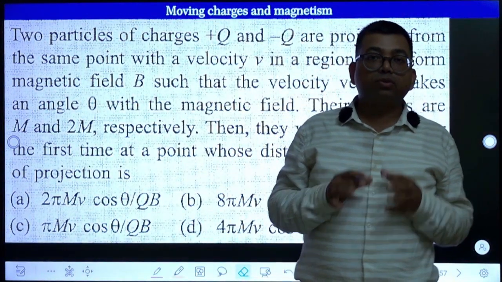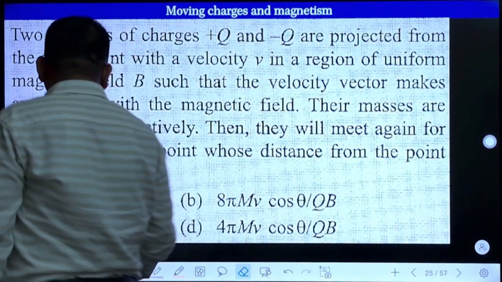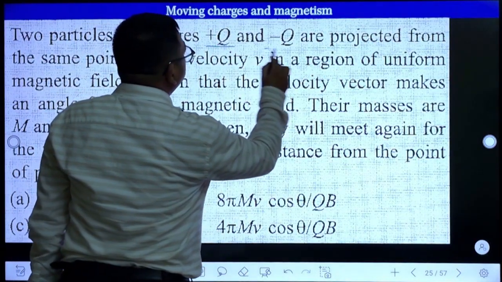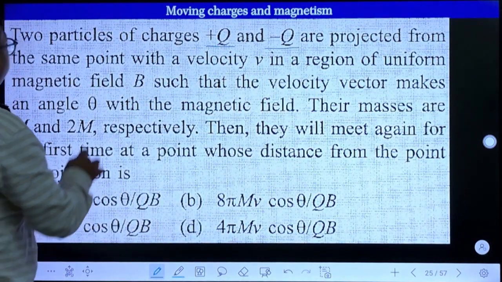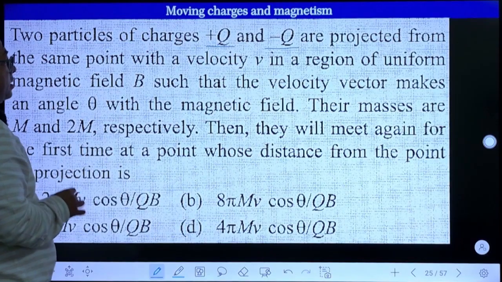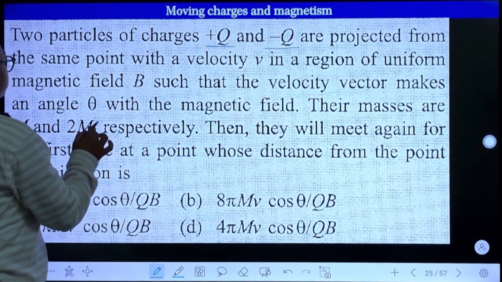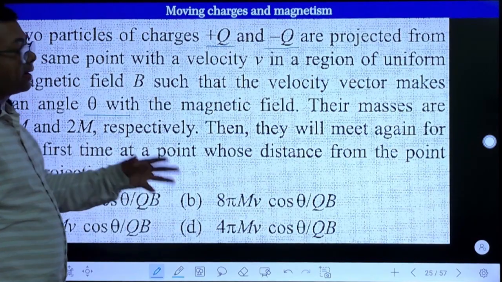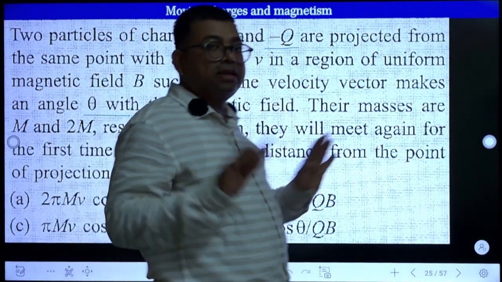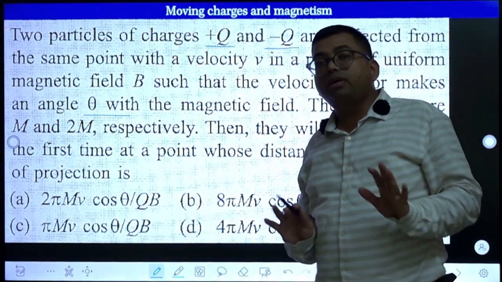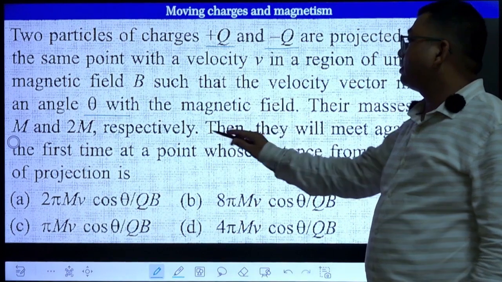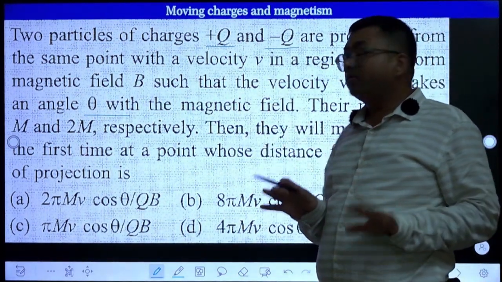So let's go for this question. Two particles of charges plus q and minus q are projected from the same point at a velocity v in a region of uniform magnetic field B such that the velocity vector makes an angle theta with the magnetic field. Their masses are m and 2m. Since the velocity makes angle theta with the magnetic field, it means helical path. That's all. They are going to move, but their charges are different. What about their masses? Their masses are m and 2m, they are different.